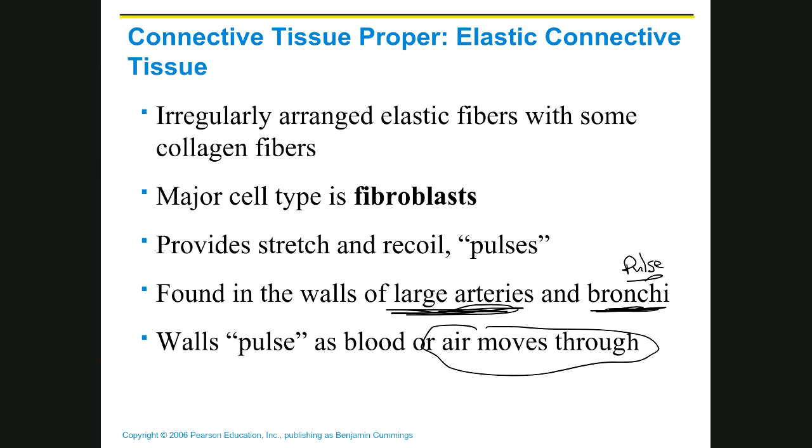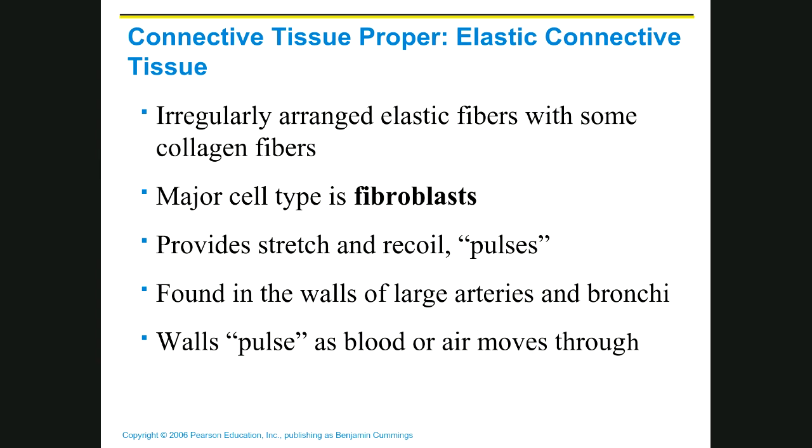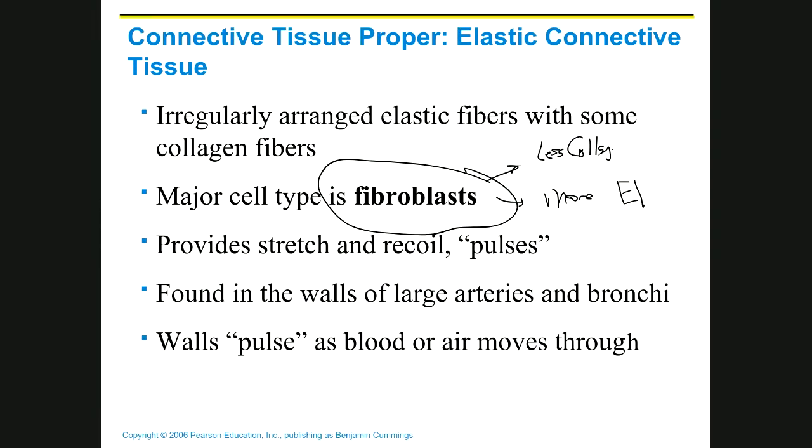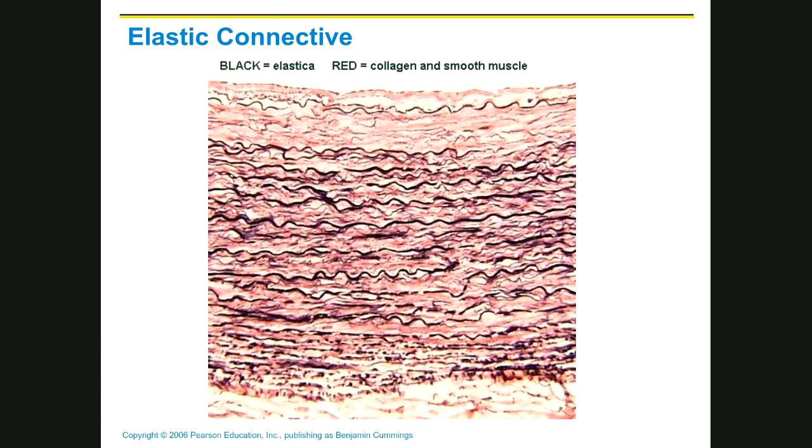So we still have fibroblasts. That's still our cell, but now they're going to make a lot less collagen and a lot more elastin. And so, again, this is going to be a stretchy tissue. And so if we look at it, we're going to see that. So if we look in here, the pink fibers, we already know pink is collagen.